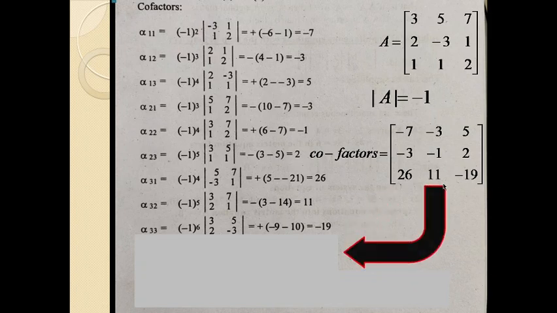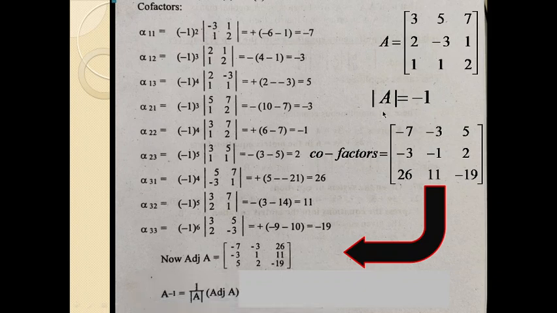So on the base of transpose of this one, the adjoint is written as minus 7, minus 3, 26. See, minus 7, minus 3, 26. Next, minus 3, minus 1 and 11. It is minus 1. And finally, 5, 2, minus 90.